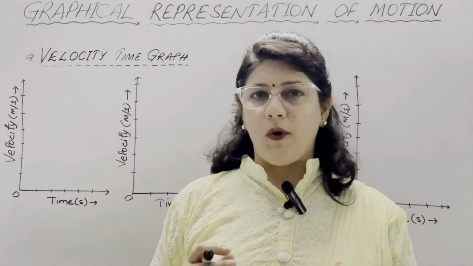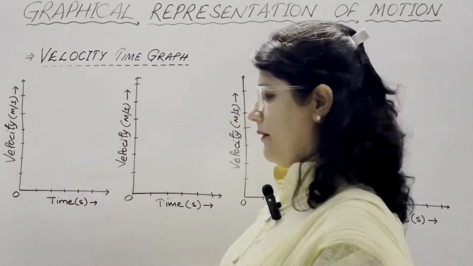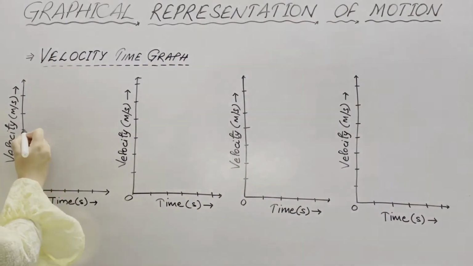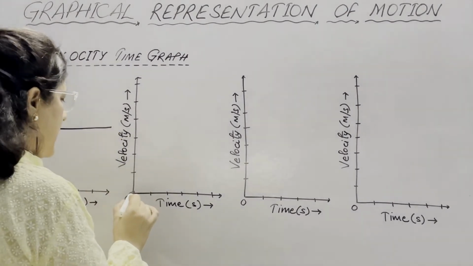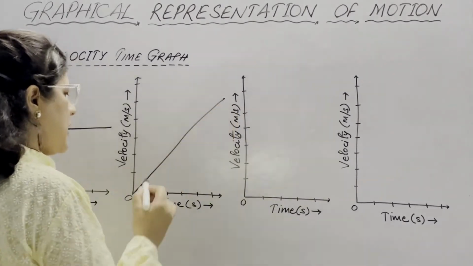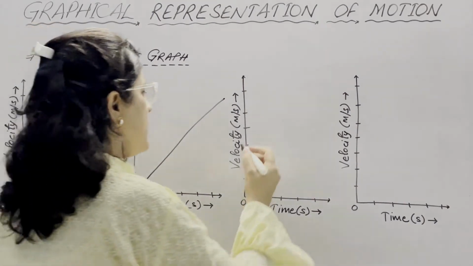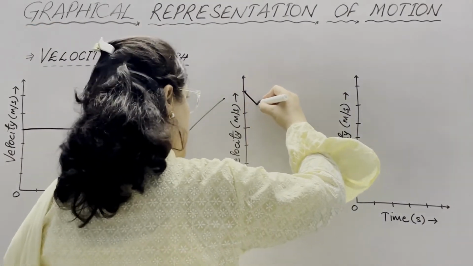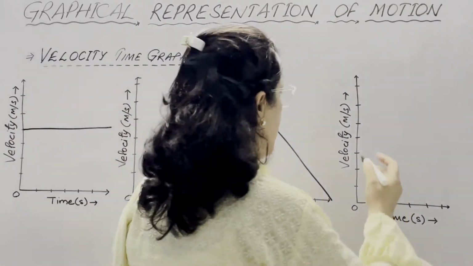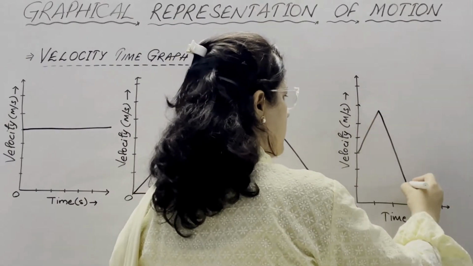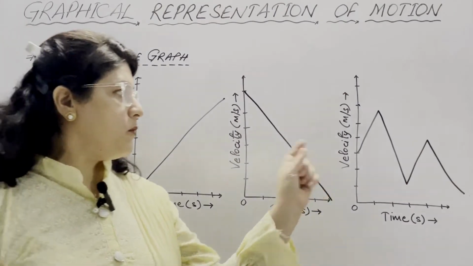Variation in velocity of an object with time moving in a straight line can be represented on a velocity time graph. If it is a straight line, it shows the object is moving with uniform motion. If it is a straight line inclined to the x-axis, it shows a uniformly accelerated motion. And if it is a straight line showing negative slope, it shows uniform retardation. And if it goes up, then down, then up, then down, this is non-uniform accelerated motion.